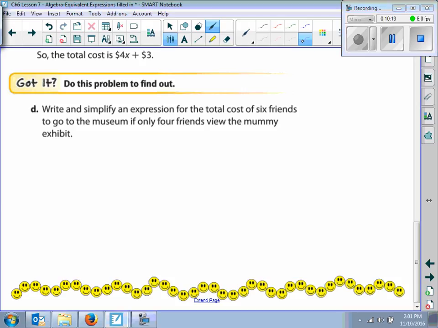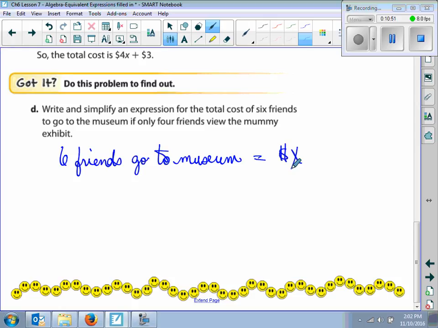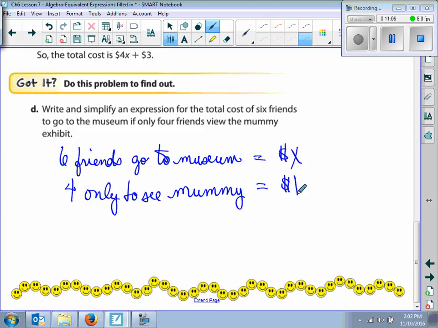All right, so we want to write and simplify an expression for the total cost, and this time 6 friends go to the museum, but only 4 friends view the mummy exhibit. Okay, so let's write some important information here. How many friends are going? 6. So we have 6 friends going to the museum. How much does it cost? X dollars, right? Good. Now, what else do we know? 4 only want to see the mummy. How much does it cost to see the mummy? $1. Very good.